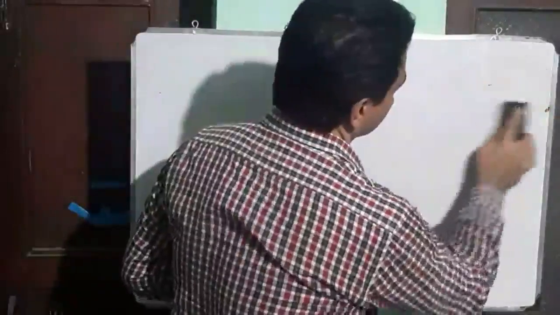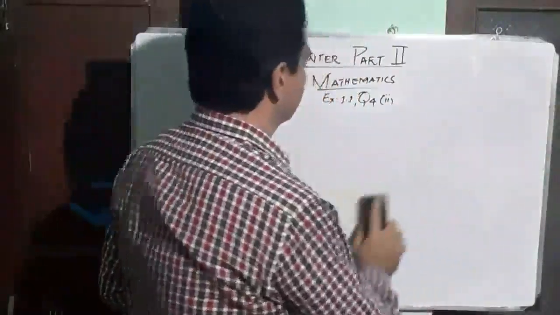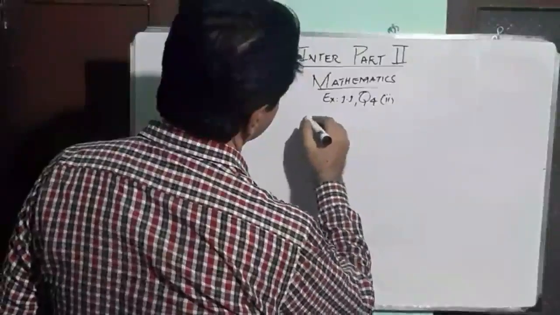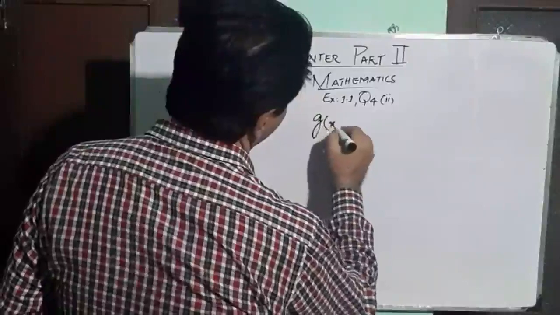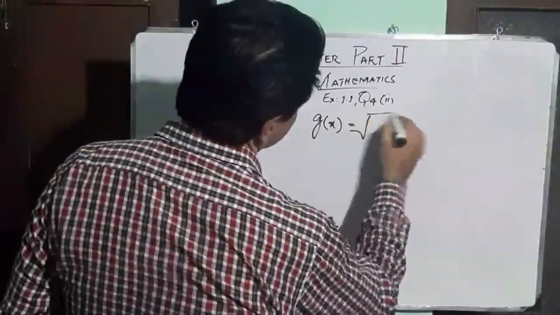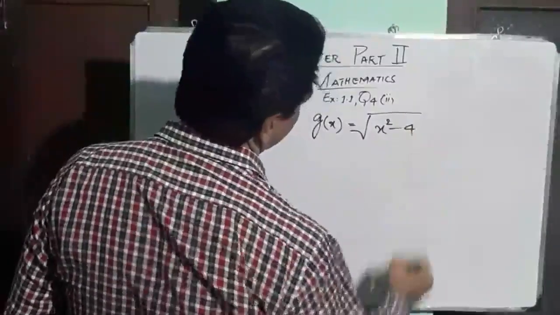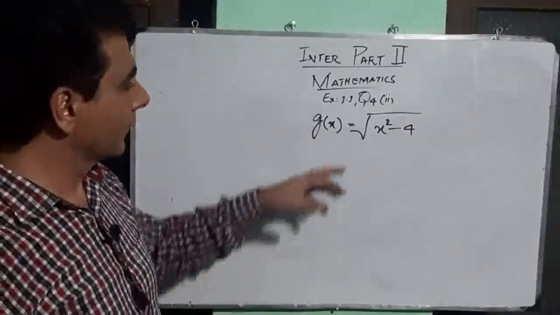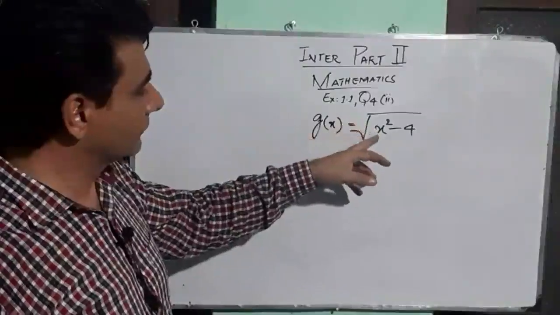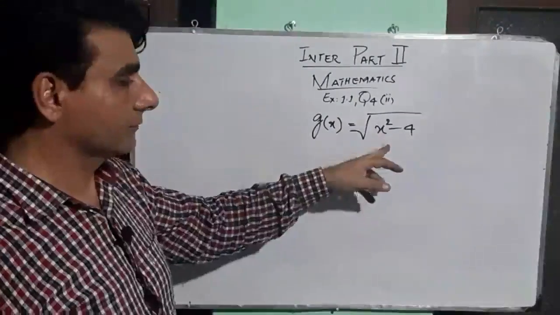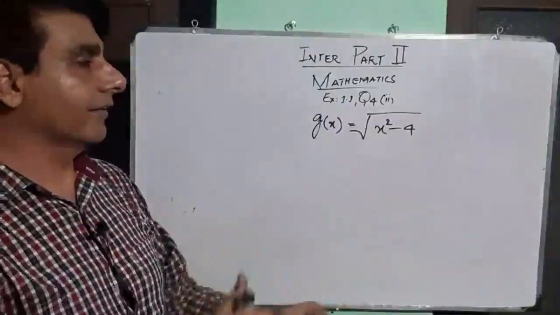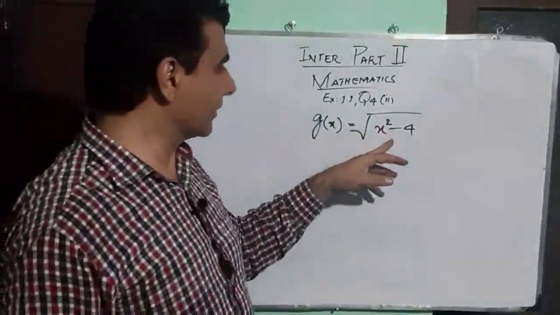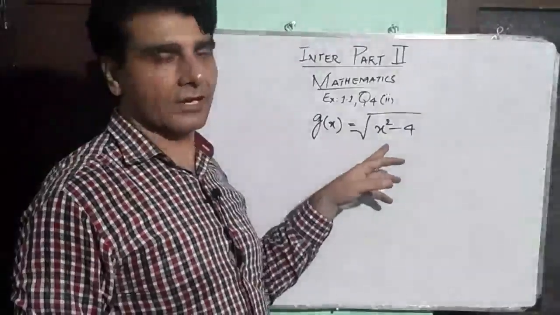Now let's start the question. We have function g of x equals square root of x square minus 4. You can see there is a square root above this expression, so it's a radical function. A function involving square root is called a radical function.